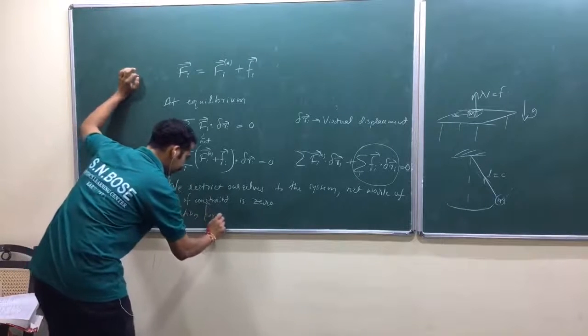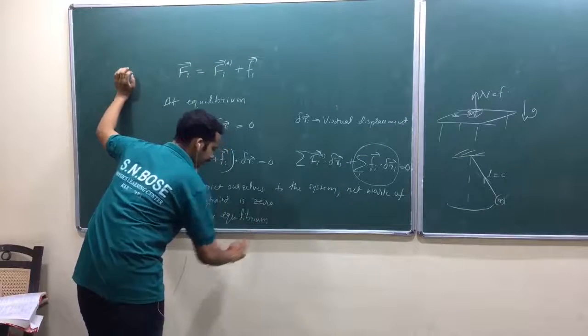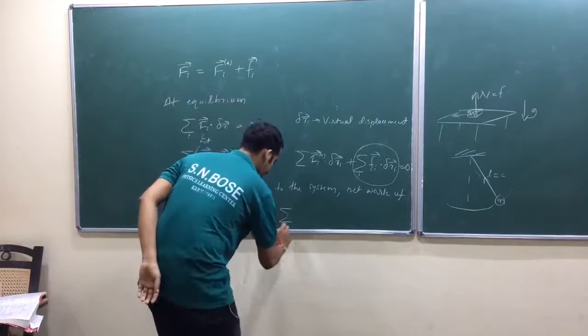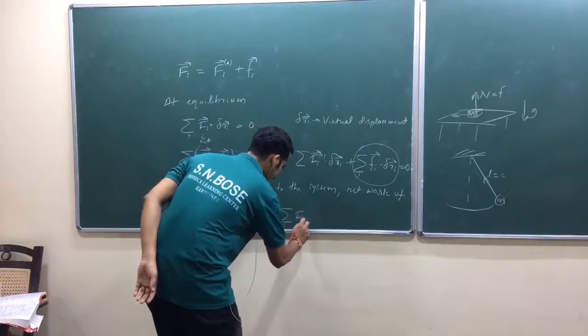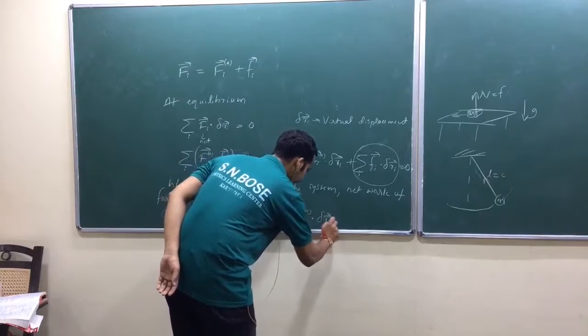Condition for equilibrium, that's equal to summation over i of F_i^(a), the applied force, dot delta r_i, is equal to 0.